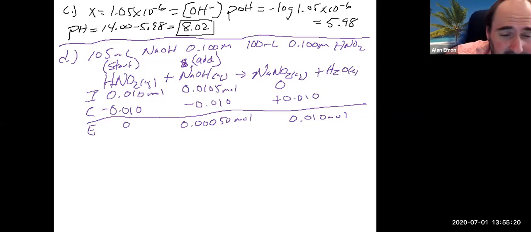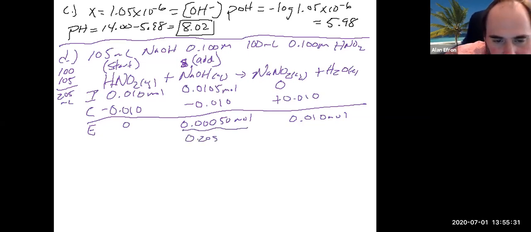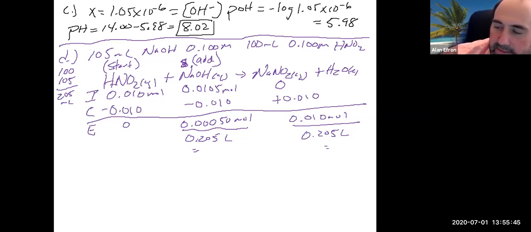Total volume at this point is we had 100 milliliters to start with. We added 105. So that is 205 milliliters as our total. So we'll divide this guy by 0.205 liters. And we will end up with 0.00244, we'll call it. And for our other one, we will end up with 0.0488.